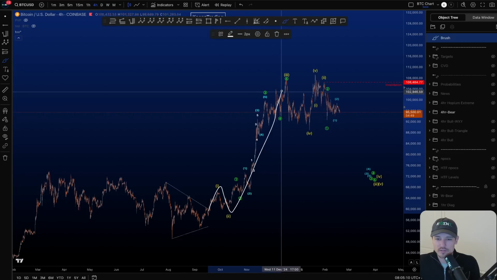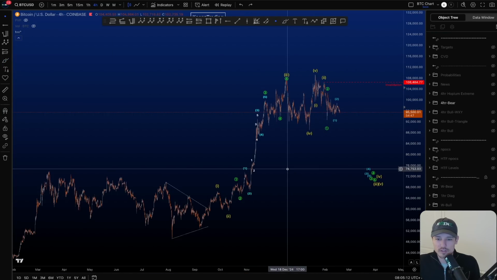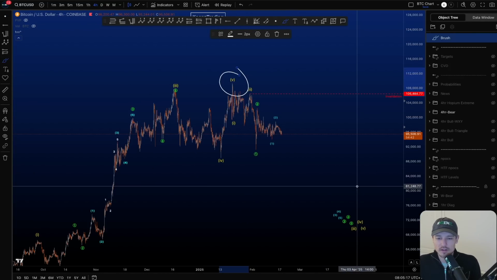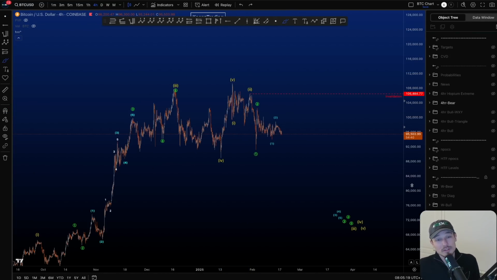And then this is your 5-wave structure, right? And in this particular case, we then have an all-time high, and we look for much lower prices.